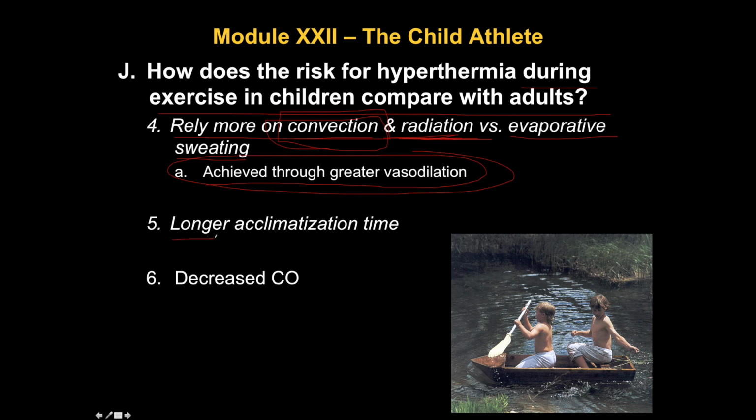They also have a longer acclimatization time. So if you're moving to an area where you're going to be participating in a sport and it's hotter there, it's going to take them far longer than the adult. The average adult time is about 14 days or so to acclimatize to environmental temperatures. In the child, that's going to be far longer. They also are going to have a decreased cardiac output, which means performance can be reduced as a result.